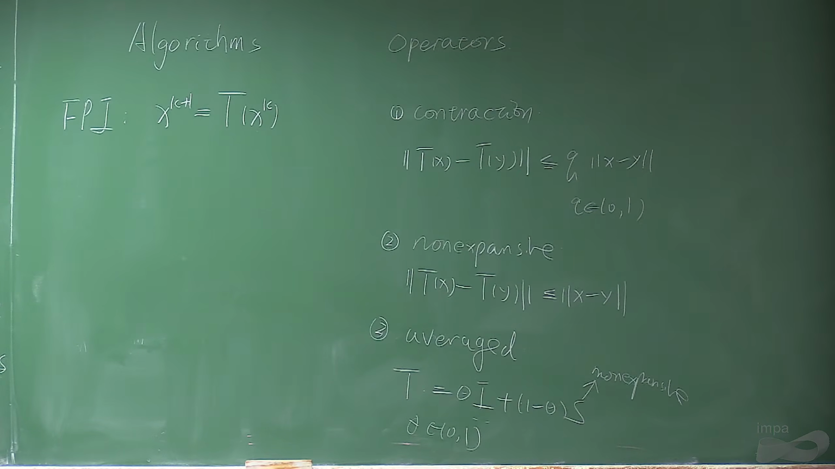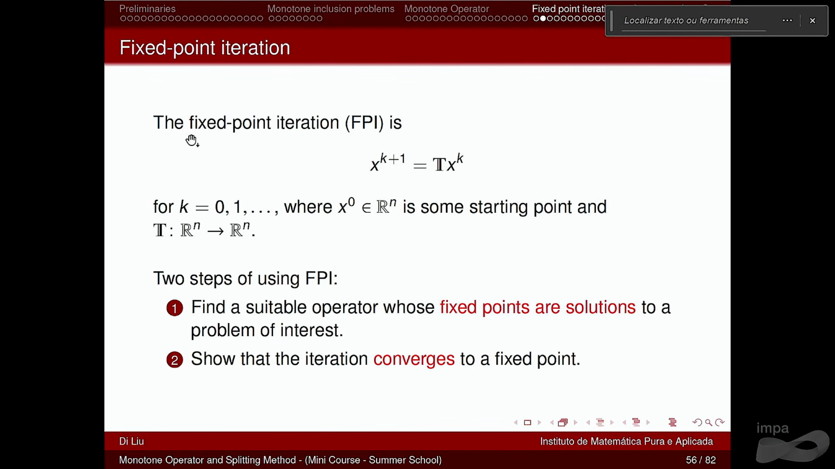Let's go back to our slide. And so we begin from here. We have the iteration scheme. So the strategy of using the fixed point method to solve our problems is like this. We need to find the correct operator which can guarantee the fixed point is a solution of the original problem which we are interested in, and then we analyze the convergence of the fixed point iteration.